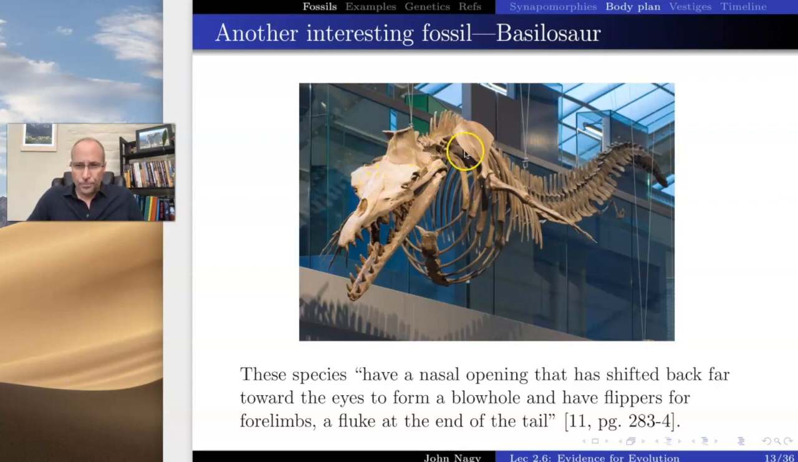And if you look here, this is an arm. Now, you're sort of looking at it square on, but it forms flippers. And not only that, but it had a fluke at the end of the tail. A fluke is that flat part of the tail in a dolphin or a whale that goes up and down and pushes it through the water. So this thing is obviously living in the water. It's got a blowhole like a whale, but it's not. Now, the blowholes in the whales are way back here in the back of the head, so this one's farther forward, and it has these flippers.